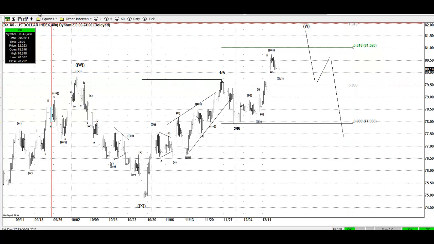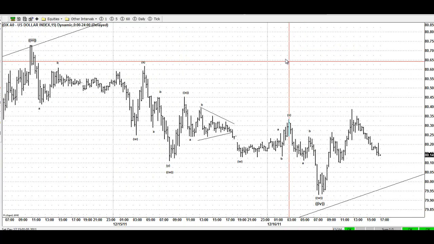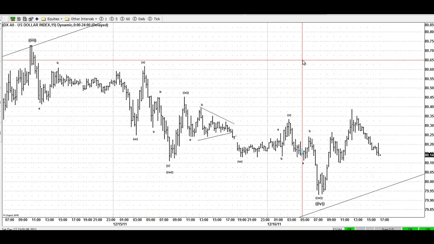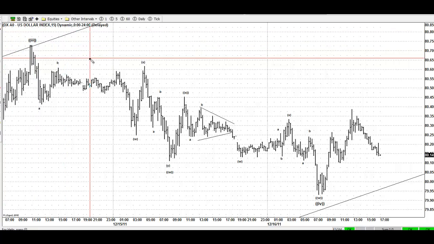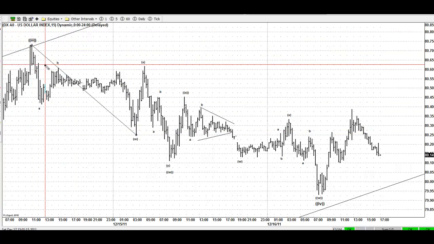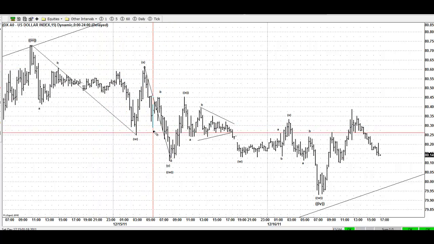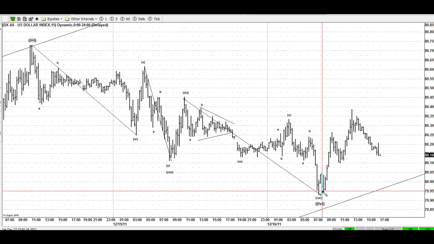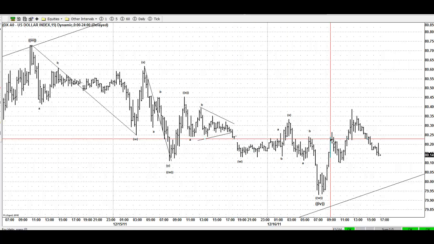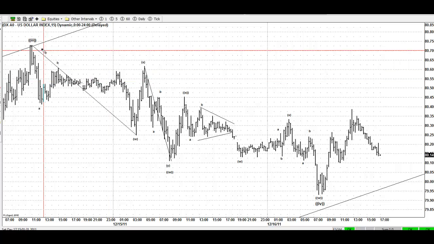That's one scenario. Now, if we take a look at the index in the 1-hour chart, it's totally different than the dollar in some degrees. It shows better what I'm trying to explain to you guys. I want you guys to understand this. How many cycles happen here? 1, 2, 3. How many cycles do we have here? 1, 2, 3. How many cycles do we have here? 1, 2, 3. Right?